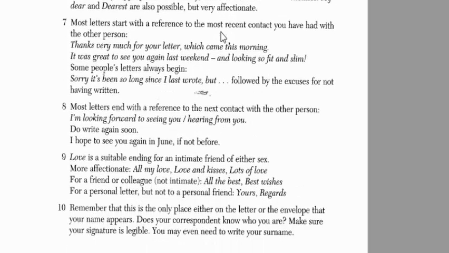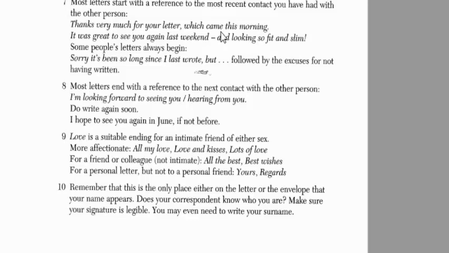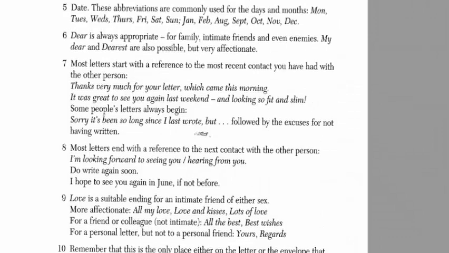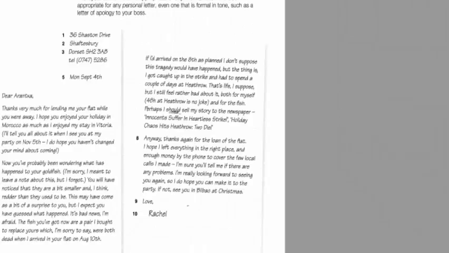Number 9, love is a suitable ending for an intimate friend of either sex, more affectionate. For example, instead of saying love, you can say all my love and kisses, lots of love, and so on, or all the best wishes. Number 10, remember that this is the only place, either on the letter or the envelope, that your name appears. That's the only place where you put your name. You don't even need to put it on the envelope.